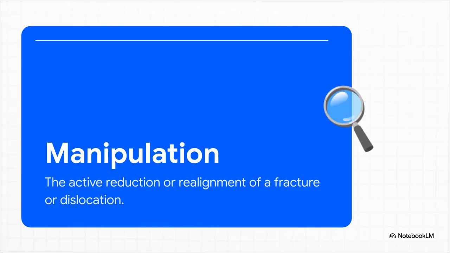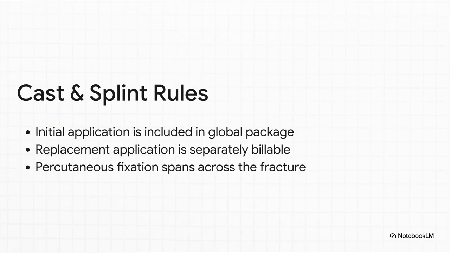You also need to train your eyes to scan those exam scenarios for one critical trigger word: manipulation. This strictly means the provider had to physically reduce or realign the bone. Think about it. If they just casted the arm exactly as they found it, that's treatment without manipulation. Simple as that. So think about the whole life cycle of fracture care.